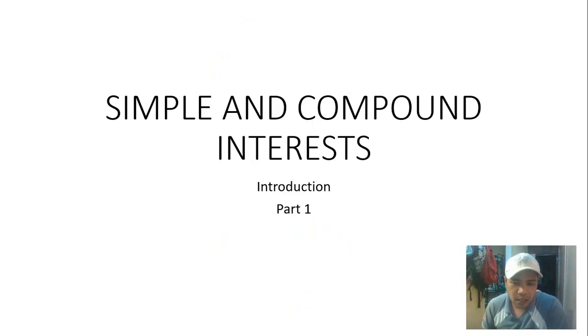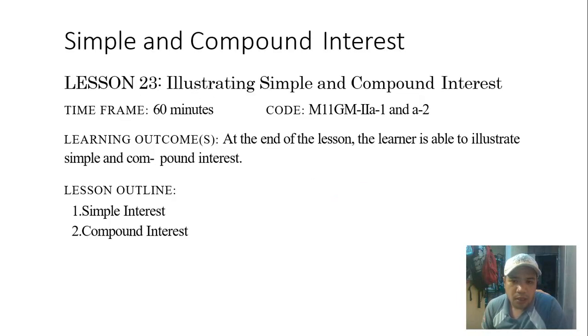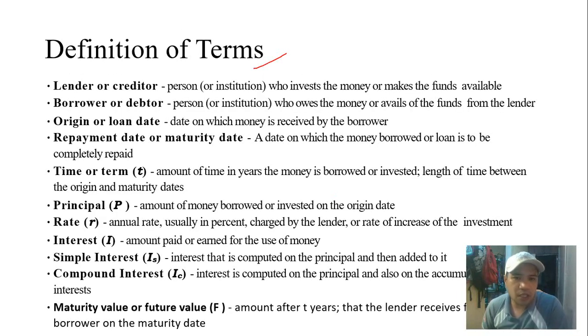So, simple and compound interest, introduction. Before we proceed with the topic, let's check the definition of terms. First, the lender or creditor is the person or institution who invests the money or makes the funds available. So the lender is the one who provides the money for the investment. Then next is the borrower or the debtor, the person or institution who owes the money or avails the funds from the lender.